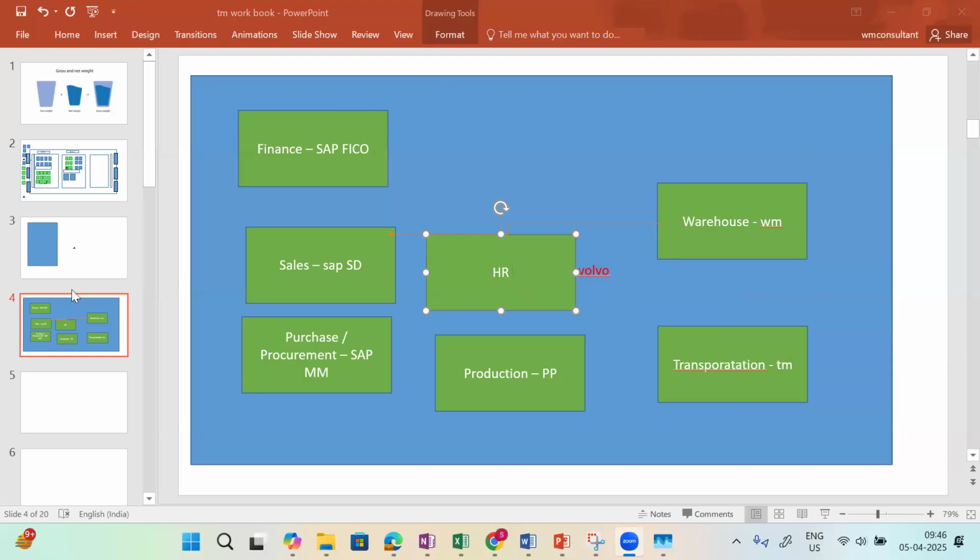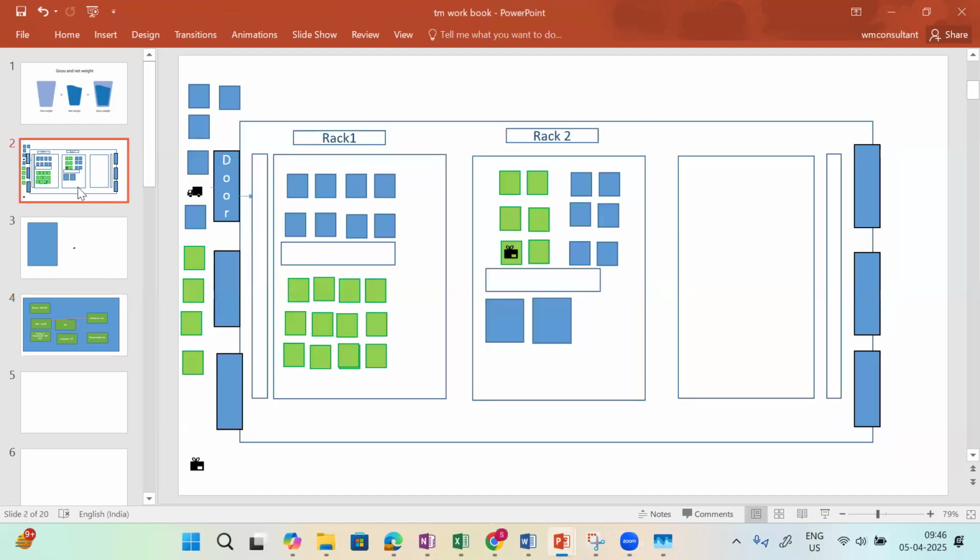So now, as we discussed the departments, we talk about the warehouse. I am showing this particular screen. Any warehouse typically looks like this. This is the place of doors. Doors are nothing but the place where the trucks will be waiting to load or unload. And these are the racks. There are multiple racks. Within the racks, you have different materials.